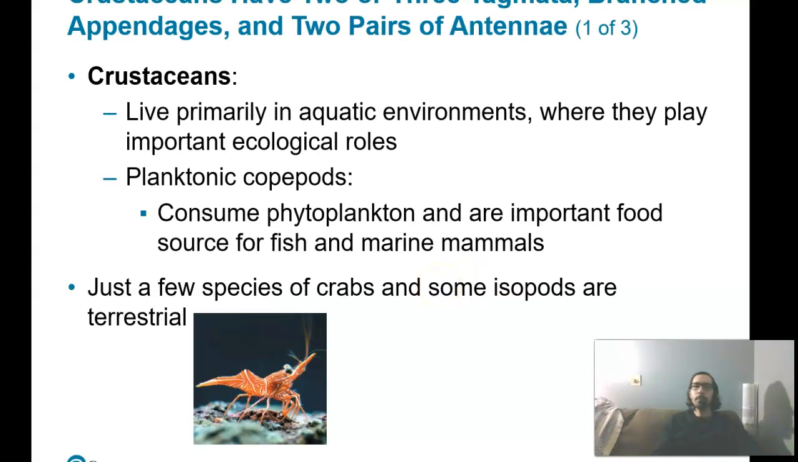The crustaceans live primarily in aquatic environments where they have their ecological roles, but there are also some that are terrestrial, like the pill bugs that are also called roly-polies or wood lice. And in the water, there are a lot of planktonic copepods. These are the ones that consume phytoplankton, and they're an important part of food webs because they're the food that fish eat, and then some marine mammals feed on the fish.